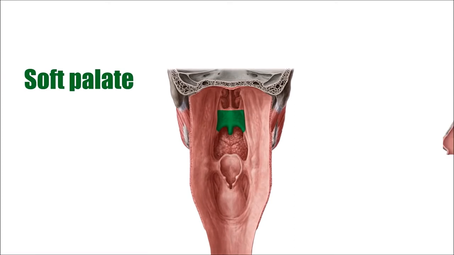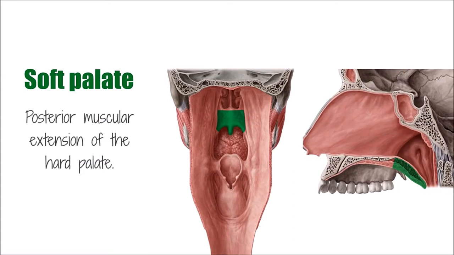The soft palate is the posterior muscular extension of the hard palate, which together makes up the palate of the oral cavity and the floor of the nasal cavity. This video will discuss the soft palate, including its borders, its function, its general anatomy, and its musculature.